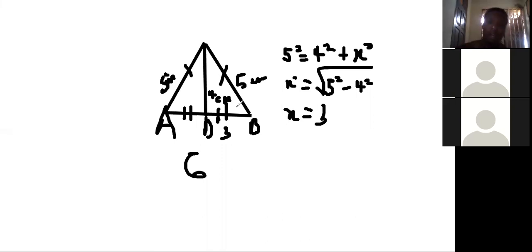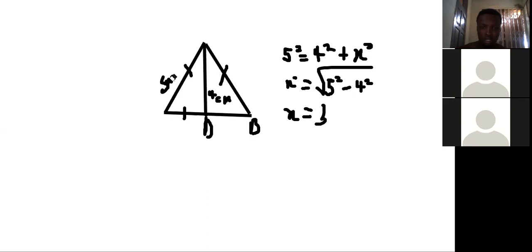Now let's do another triangle, the equilateral triangle. With the equilateral triangle, it's something like this. So this is an equilateral triangle. Anytime you see a triangle like this, it's an equilateral triangle. It means that all the sides are equal.